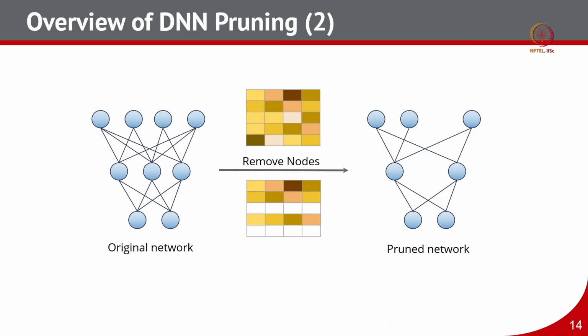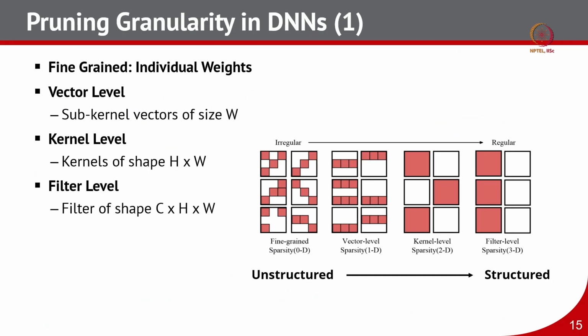Another way is we can remove nodes. In this particular example, we have this input network and then we have removed this node. We also removed this particular node, right. So this particular node is no longer there in the pruned network. Now if we remove nodes, then the whole row in the weight matrix will be 0, correct. So we will remove the entire row of the weight matrix if we remove a particular node. That is another way of DNN pruning, correct.